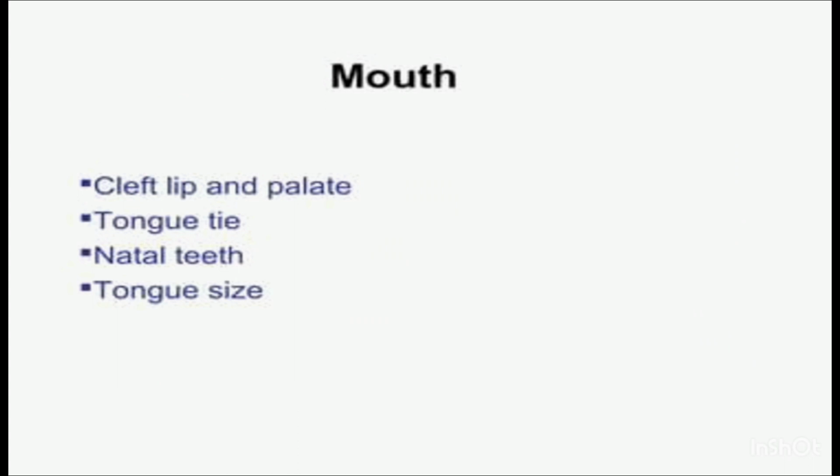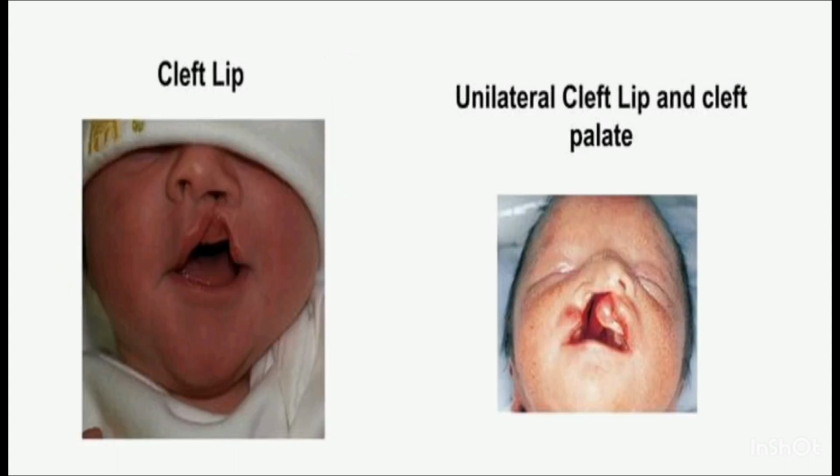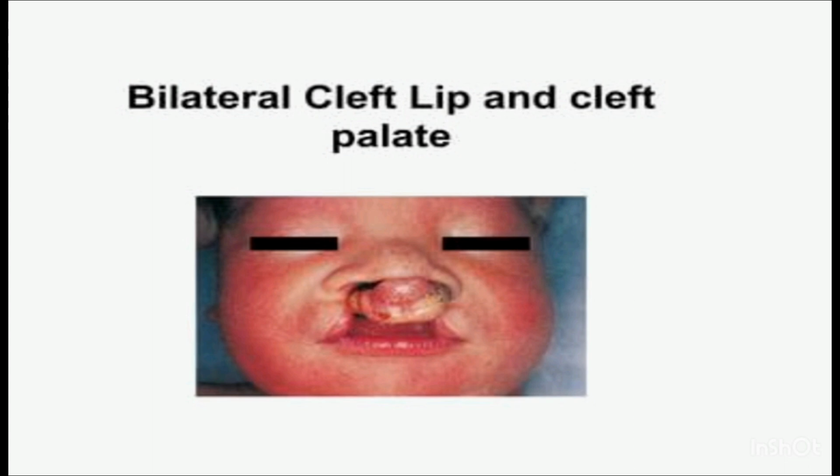In the examination of the mouth, we have to look for cleft lip and palate, tongue tie, natal teeth, and tongue size. As you can see in the picture, the first picture is a cleft lip, and the second picture is of unilateral cleft lip and cleft palate. This is the picture of bilateral cleft lip and cleft palate.